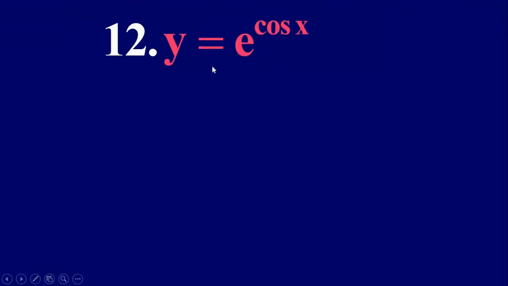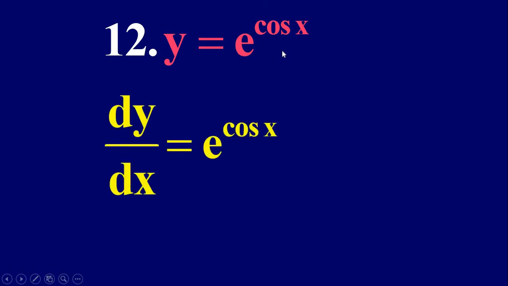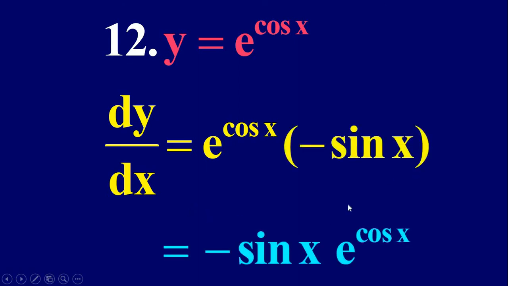The next one, y equal to e to the power cos x. Now again this is of the form e to the power x. Differentiation of e power x is e power x only. So dy by dx is e to the power cos x only, but it is not x. In place of x we have cos x. So differentiation of cos x is minus sin x. So we can write this as minus sin x into e to the power cos x.